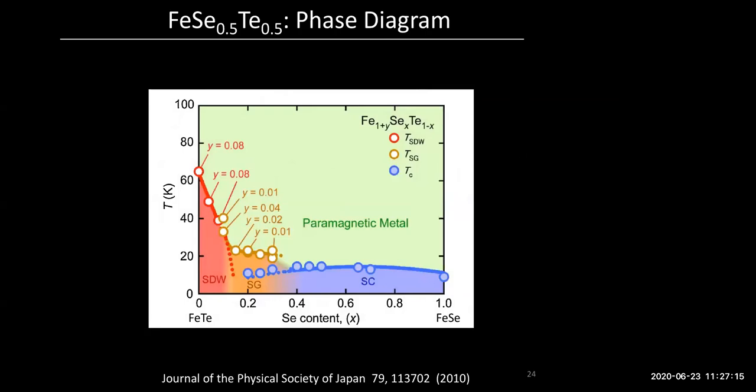So here's the phase diagram. Iron telluride is not a superconductor. It's actually a spin density wave material. Iron selenide is a superconductor. And the calculations show that it's in between, for this almost 50-50 alloy, that you have band inversion. So for a range of compositions near 50-50, you have band inversion.